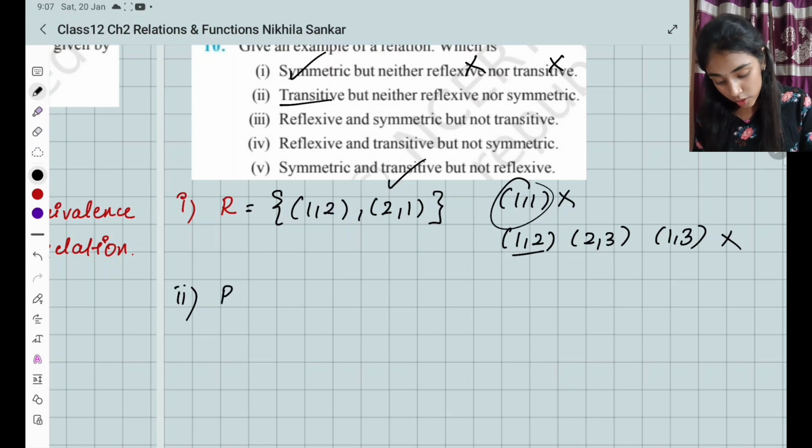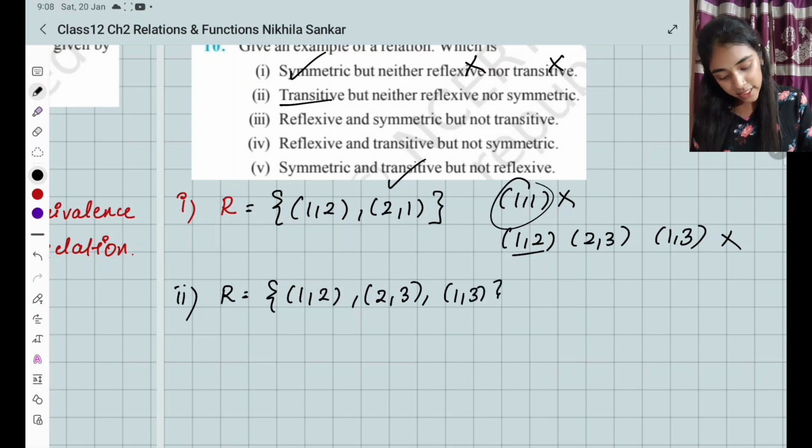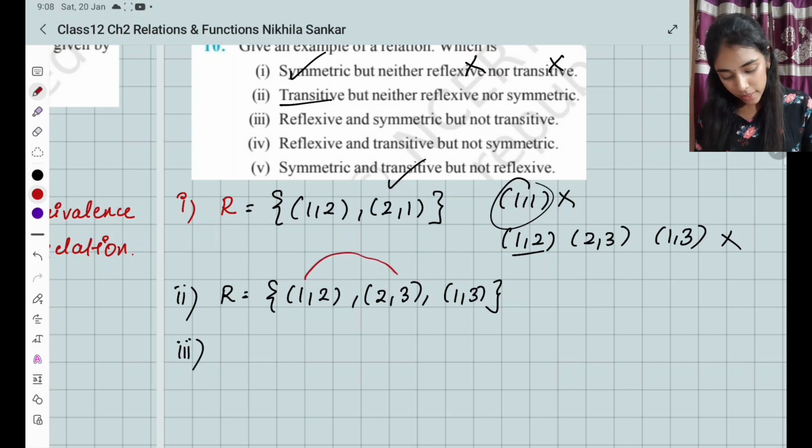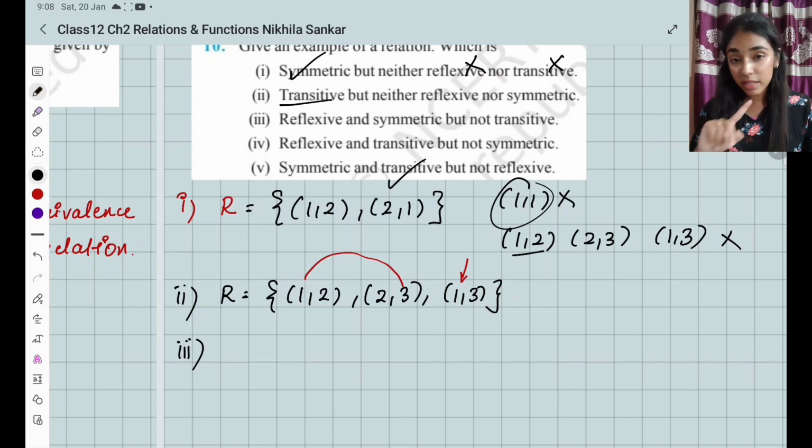அப்ப நம்ம என்ன பண்ண போறோம்? relation is simply going to be 1 comma 2, 2 comma 3, 1 comma 3. அவ்வளவுதான். This is the most simplest relation. So this is transitive. 1, 2 இருக்கு, 2, 3 இருக்கு, which means 1, 3 is also there in the relation. புரிஞ்சுதா? இப்போ transitive முடிஞ்சுது. Third subsection, reflexive and symmetric but not transitive.